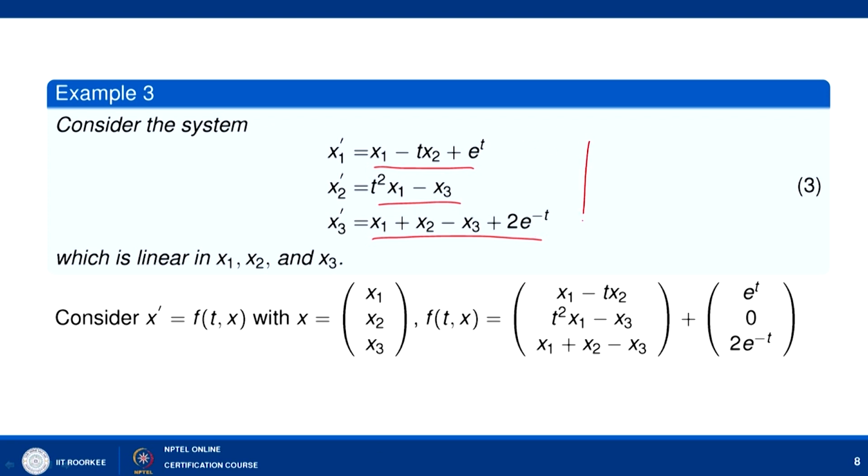So we can form this equation number 3 as follows: x dash equal to f(t, x). We can look at equation number 3 as x dash equal to f(t, x), where x is defined as a vector (x1, x2, x3), and f(t, x) we can define as (x1 minus t x2, t square x1 minus x3, x1 plus x2 minus x3 plus e to power t, 0, 2 e to power minus t). So we can rewrite equation number 3 as x dash equal to f(t, x), where x is a vector given like this and f is a vector given like this.